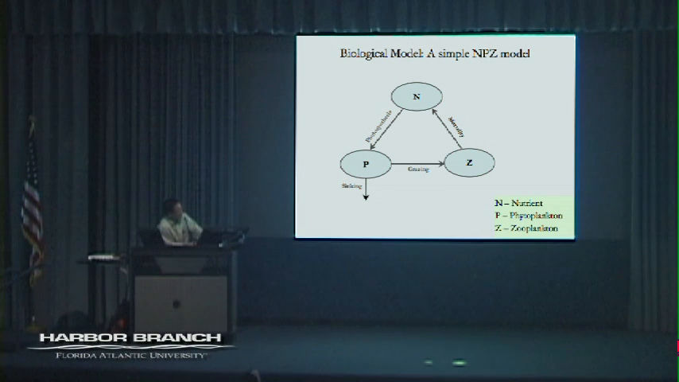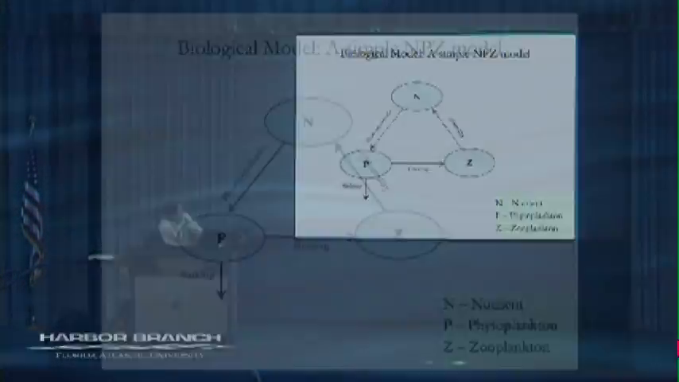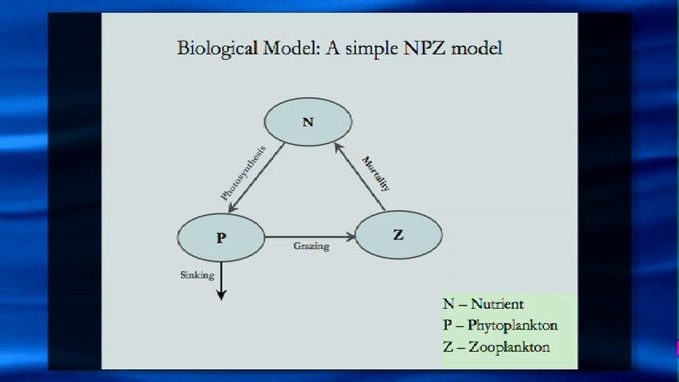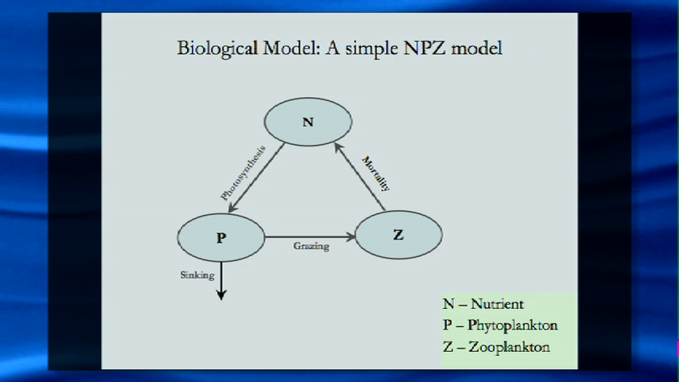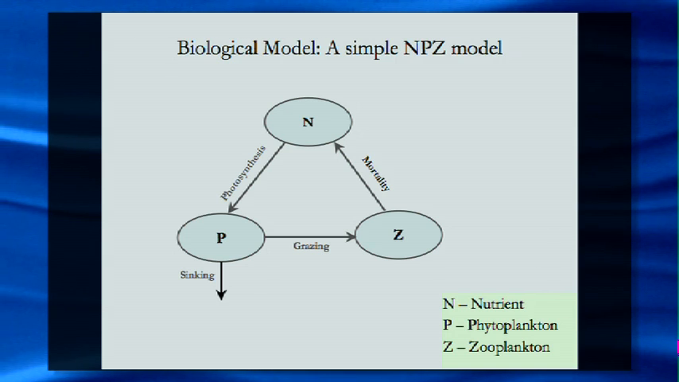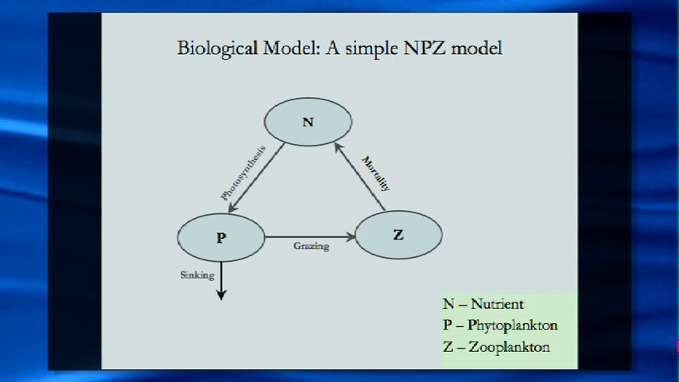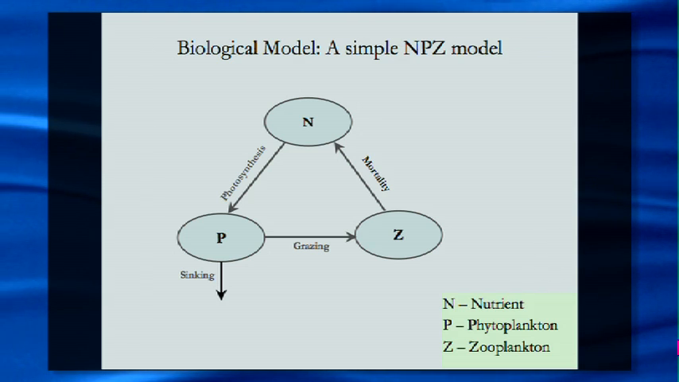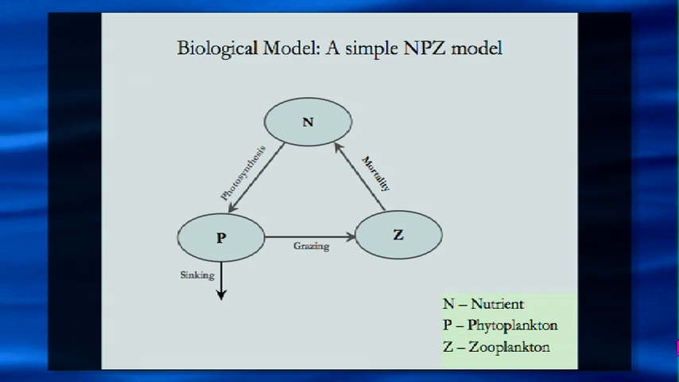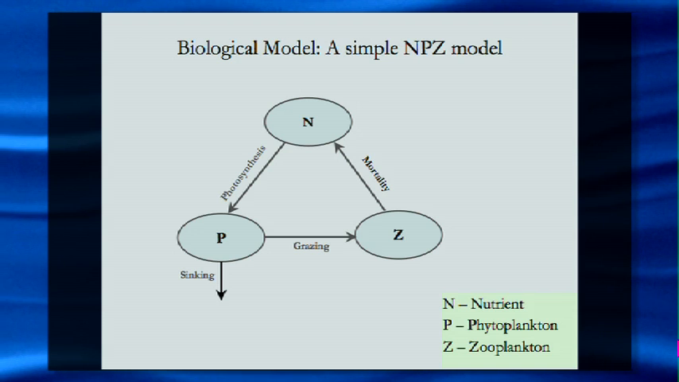All right, so that's the physical model. What about the biological model? The biological model is a little bit more difficult, but I can try to simplify it. You put nutrient as one variable, which we call N. And phytoplankton, if we put all kinds of phytoplankton together as one group, we call it P. And we put zooplankton together, called Z. This is what we call a simple NPZ model. They interact with each other, and phytoplankton can sink to the bottom.